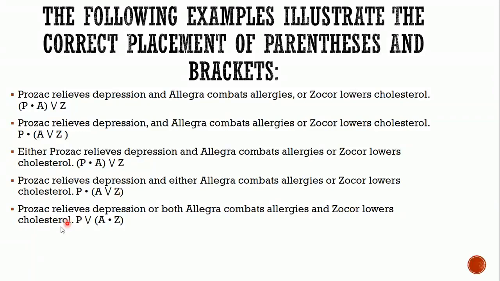Okay? Prozac relieves depression, or both Allegra combats allergies and Zocor lowers cholesterol. Prozac relieves depression, boom, or both A and Z. Both A and Z. So main operator is right here. This is a disjunction. Sound good?